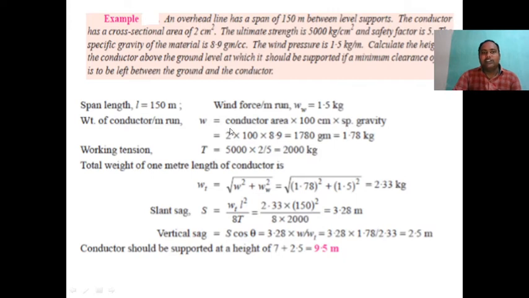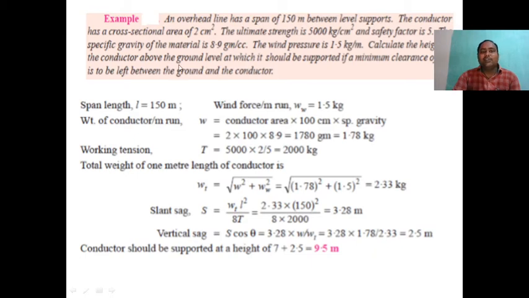Once you get the weight, next you find the total weight of 1 meter length of conductor. That is, total weight Wt is equal to root of W square plus Ww square, where Ww is the weight of wind. So total weight is root of 1.78 square plus the wind force 1.5 whole square. Sometimes they also give the weight of ice coating.